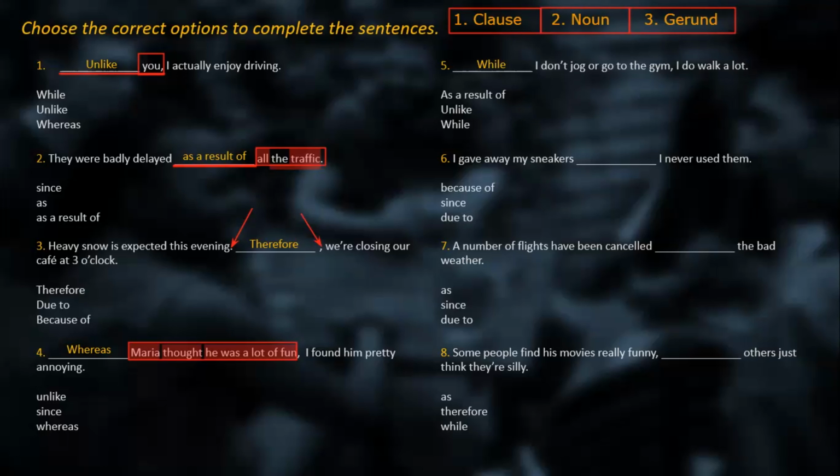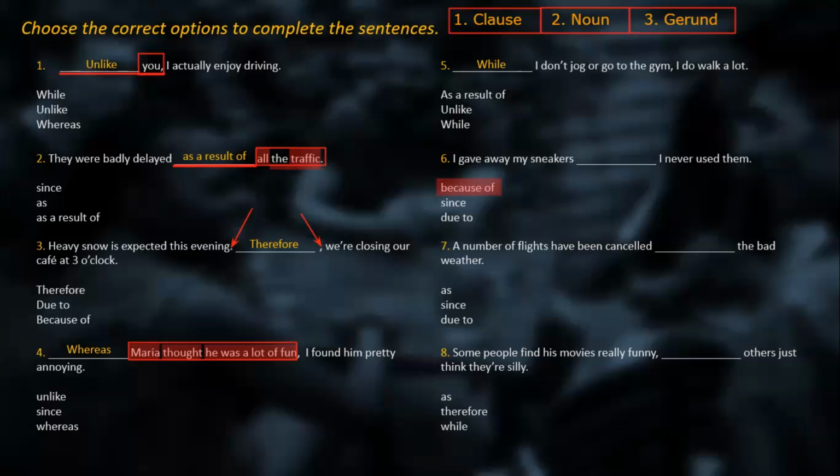Number 6, "I gave away my sneakers. I never used them." Is this a contrasting sentence or are we explaining reasons? This sentence explains reason. It's a clause, so it is because of. When we use because of, do we use a clause? Yes. Are you sure? I'm not sure.